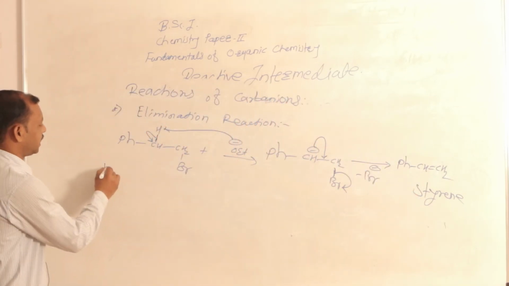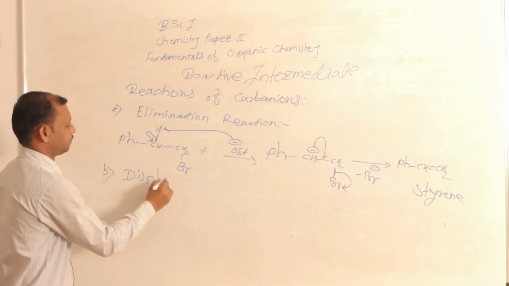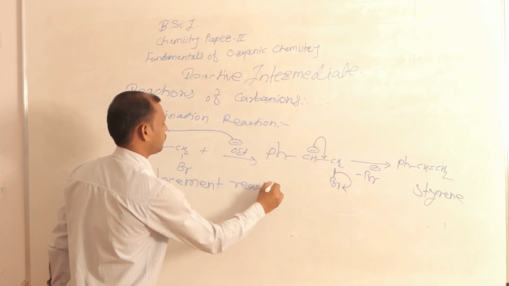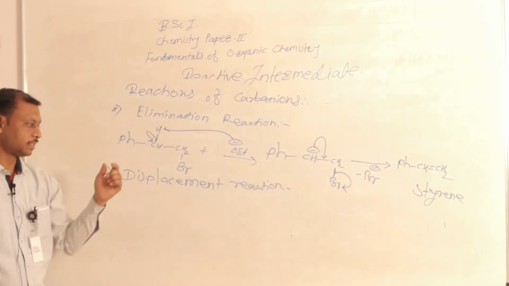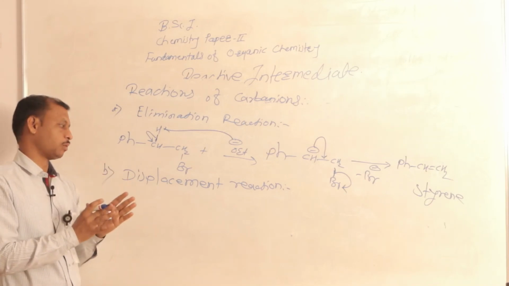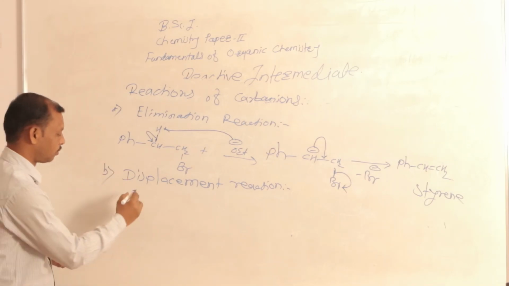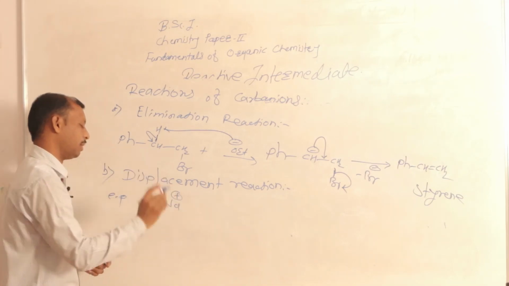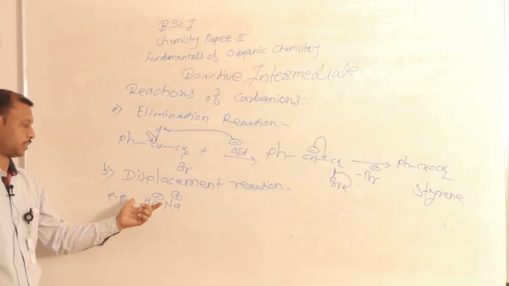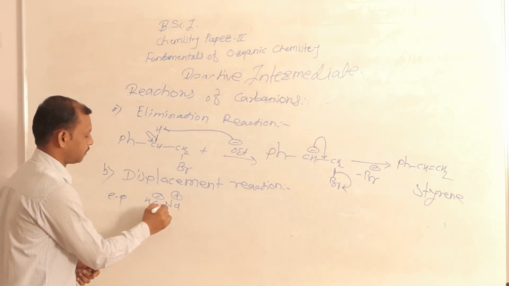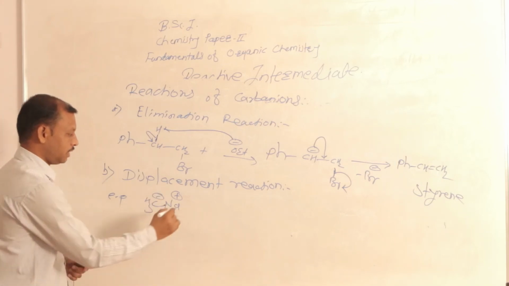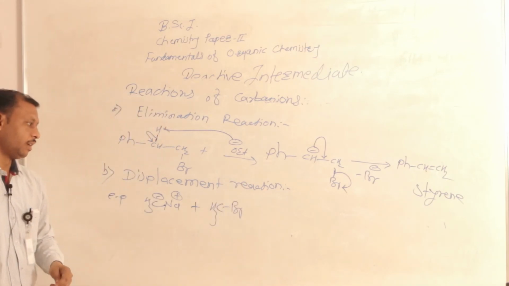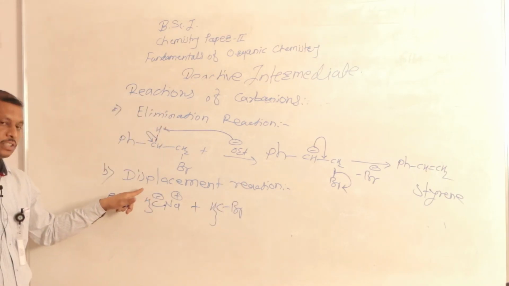Then we will see the next reaction, that is the displacement reaction. Displacement reaction means the groups are displaced from one molecule to another molecule. For example, this CH3 minus which is stabilized by Na plus. So it is sodium methide, CH3Na. When this reacts with CH3Br, that is methyl bromide, that CH3 minus acts as a carbanion.